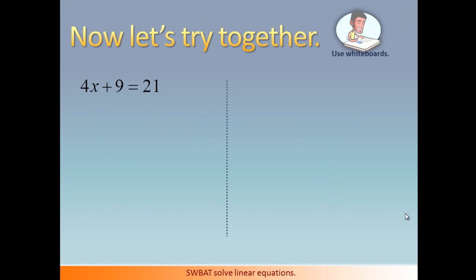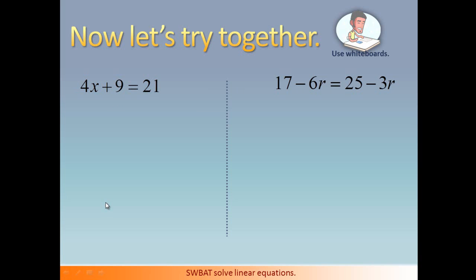4x plus 9 equals 21. So if we go through those series of questions, there's no denominator, so we don't have to worry about that. There's no distributive property. If we look at this side of the equation, there's only a variable term and a constant. We can't combine those, so we need to collect. We need to take this plus 9.